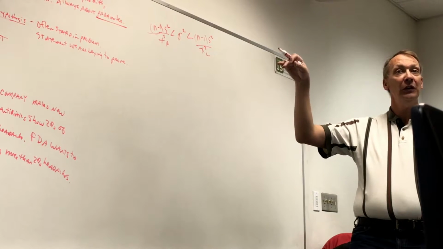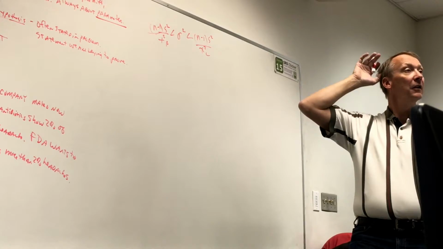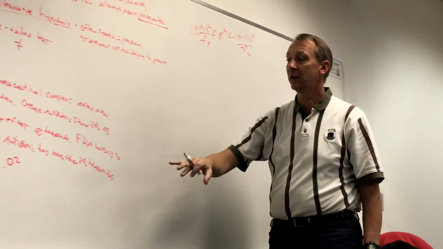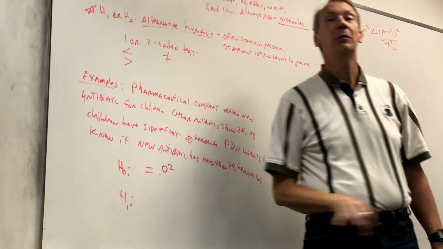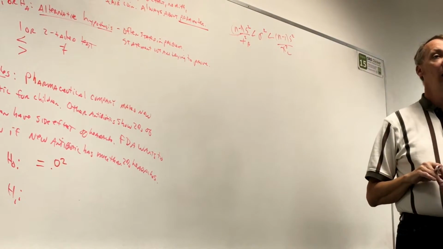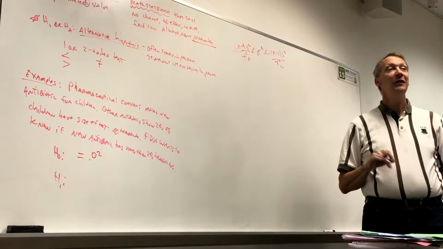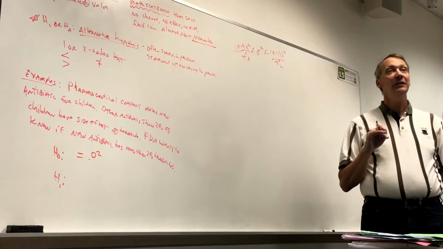Parameters are for the population and statistics are for the sample. Okay? So I need a parameter here. What's a letter that I would use for a parameter? C, children. C for children. Okay, we don't pick C for children.